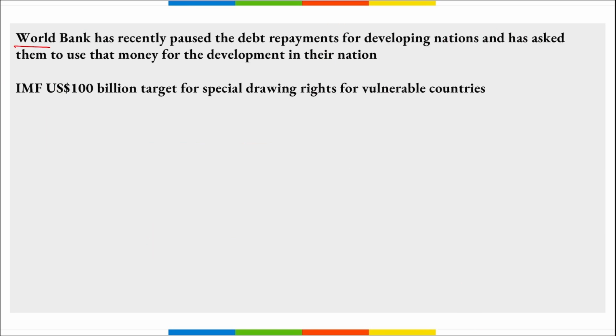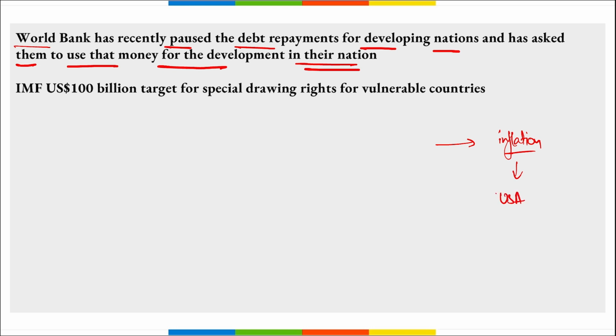Next, World Bank has recently paused the debt payments for developing nations, and they have asked them to use that money for the development in their nation, correct? And if you remember, recently we have been seeing high inflation, because of the lockdown, everything was shut down, and from that inflation rose. One of the main reasons why inflation rose was because USA printed a huge amount of money, and they have even touched their debt ceiling, but these debt ceilings were then paused, and we will see that this debt ceiling will again be increased, right?